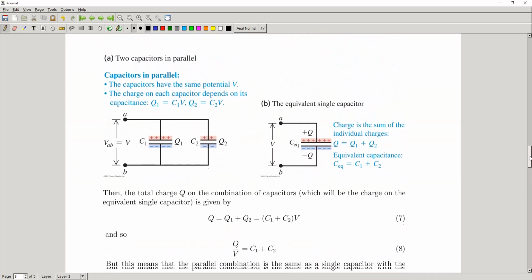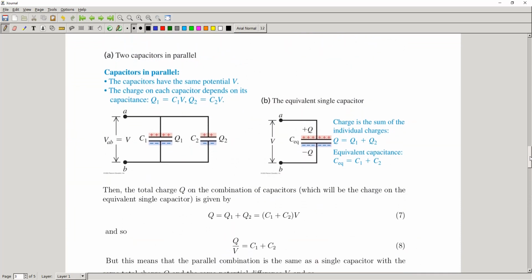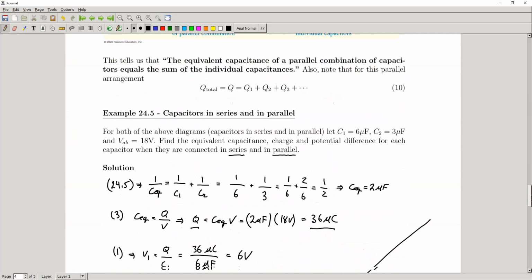Okay, so in the parallel setup, we want to again find what our CEQ needs to be to replace these two capacitors in parallel, and we're going to want to see what our potential difference is and what the charge on these different setups is going to be, right? So let's take a look at that really quickly.